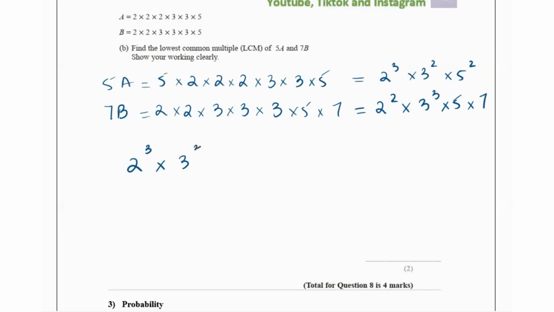So we pick 3 cubed. For 5, the highest power is 2, so we pick 5 squared. And for 7, there's just one 7, so we take it as it is. This is your LCM. We can rewrite this as the product of these numbers, which is going to give us 3,780. That is your answer.